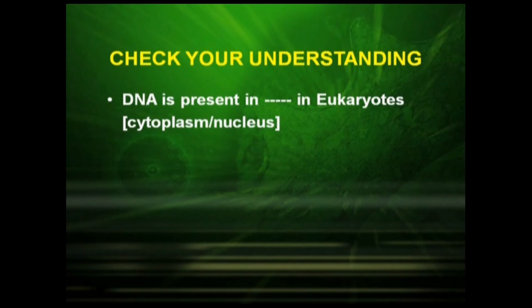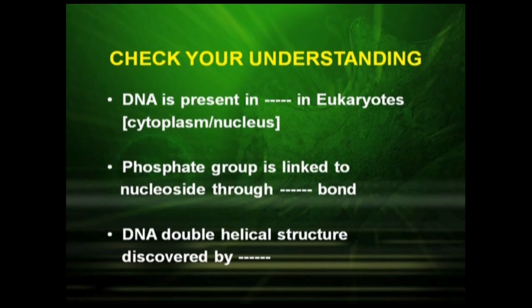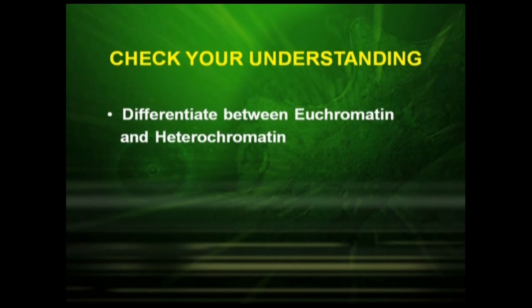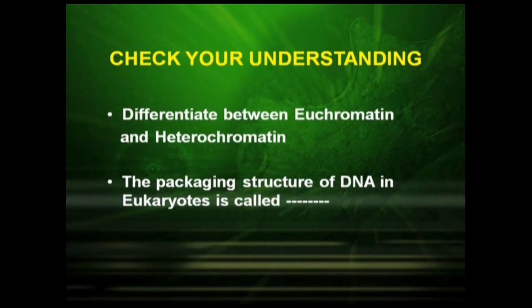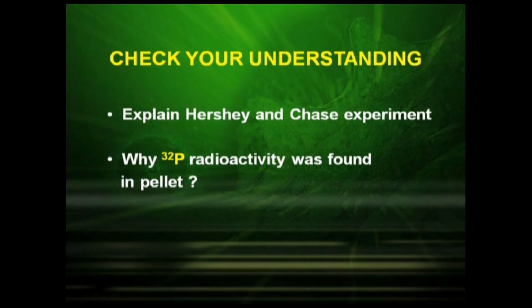DNA is present in eukaryotes in the two options, the cytoplasm or the nucleus. The phosphate group is linked to the nucleoside through which bond? DNA double helical structure was discovered by whom? Differentiate between euchromatin and heterochromatin. The packaging structure of DNA in eukaryotes is called what? Explain the Hershey and Chase experiment. And the last question, why was P32 radioactivity found in the pellet?